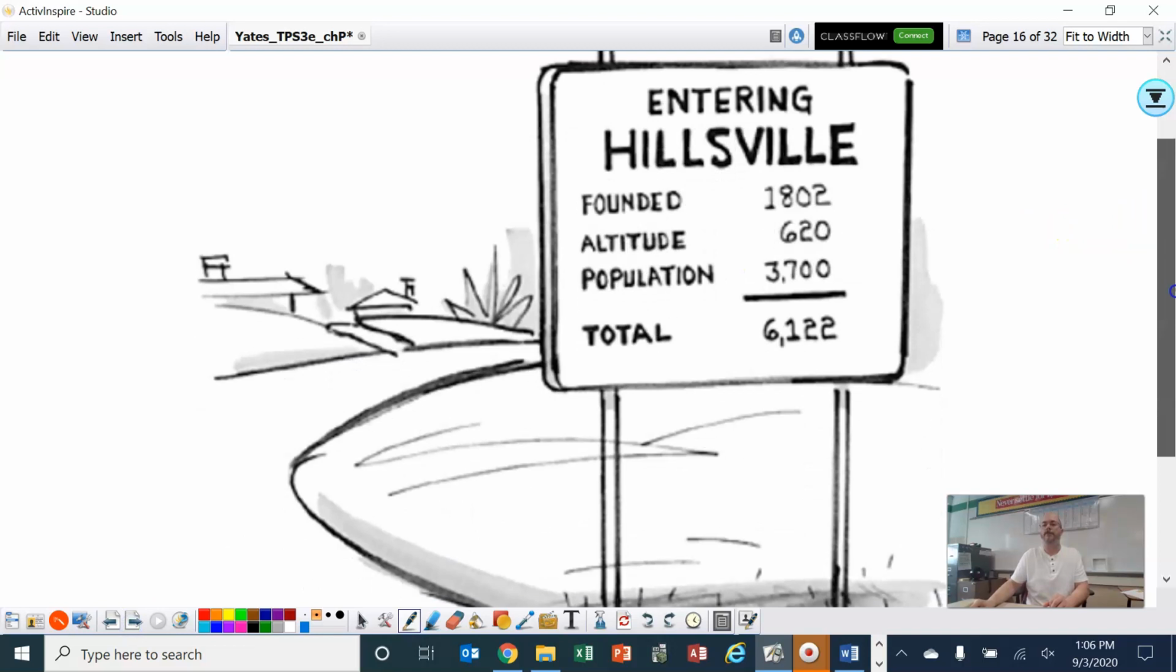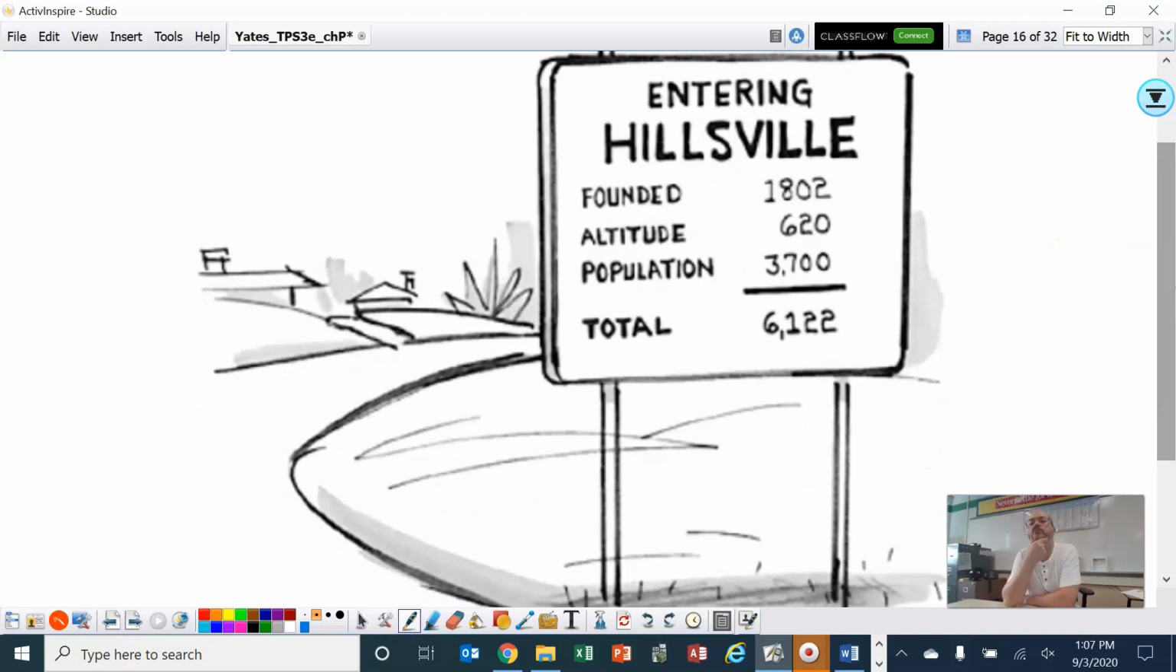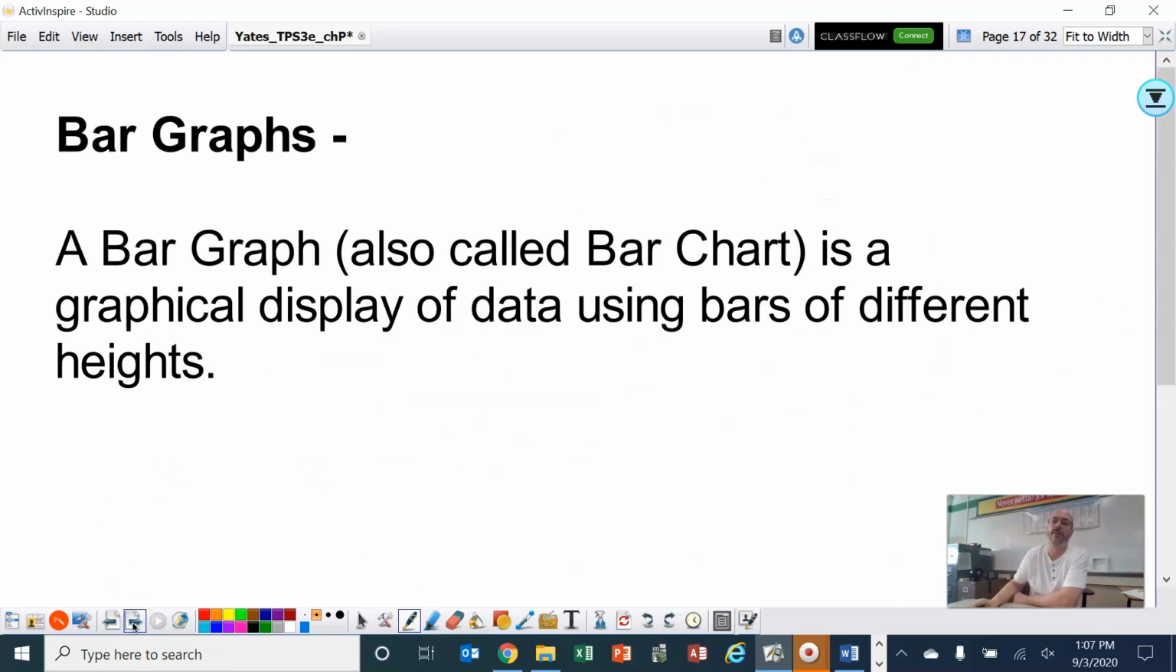All right, look at this data. Cool, total, 6,122. Total what? Oh, let's take a closer look at it. It was founded in 1802. The altitude is 620 and the population is 3,700. What? Okay, wait a minute. They just added those numbers together and they have nothing to do with each other. Analyze it very carefully. All right, what is it telling us?